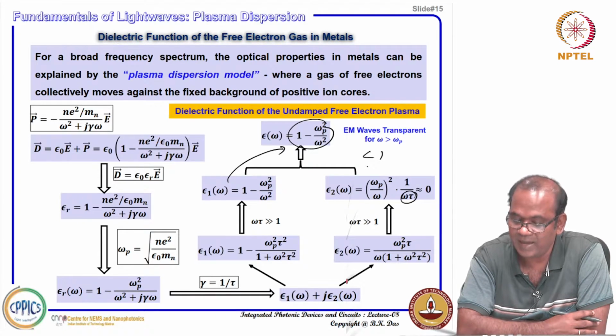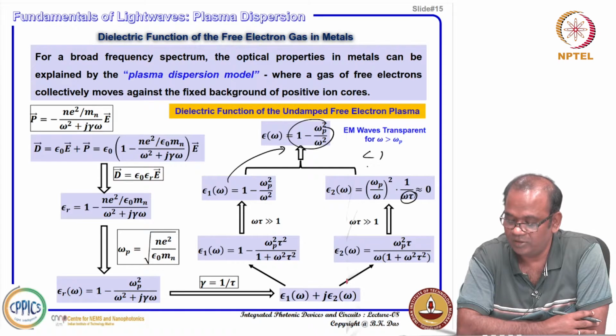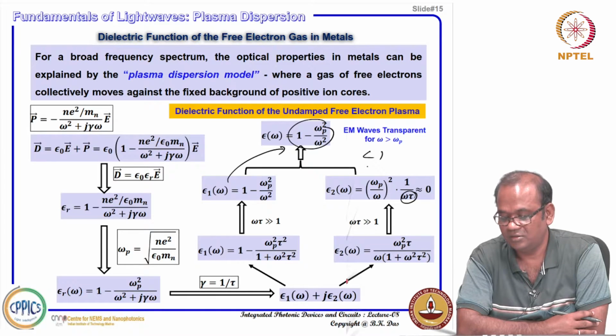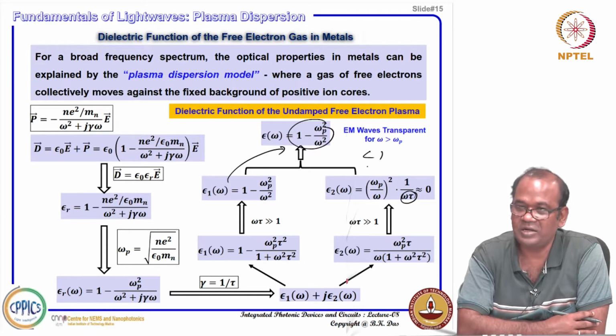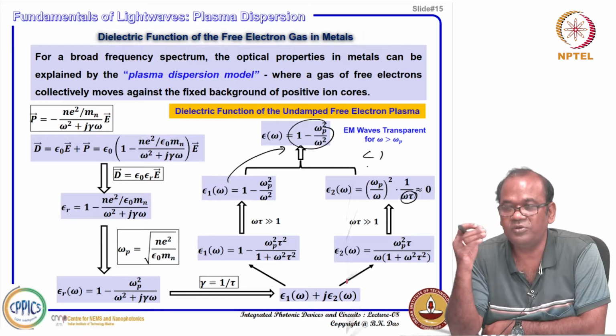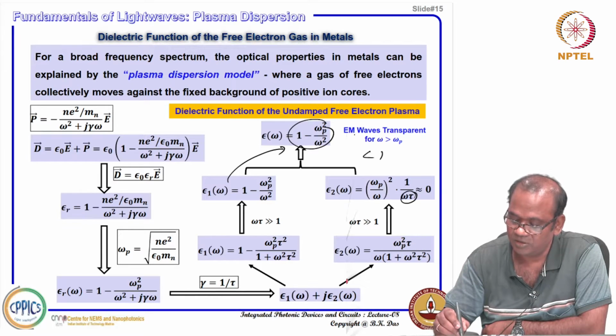So, in that case your electromagnetic wave will have some dielectric constant which is completely real, and if it is completely real, then the refractive index also will be real and the electromagnetic wave will be propagating without any loss. So, that is why it is called electromagnetic waves.